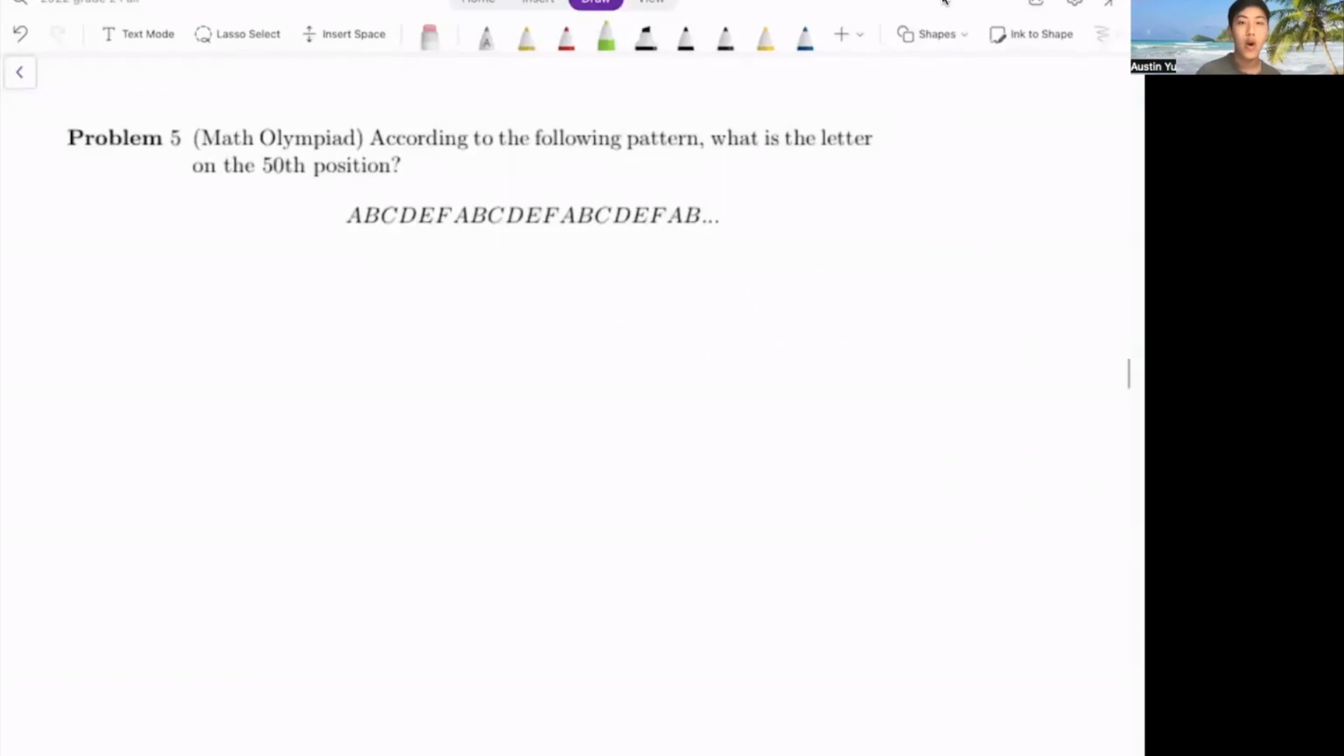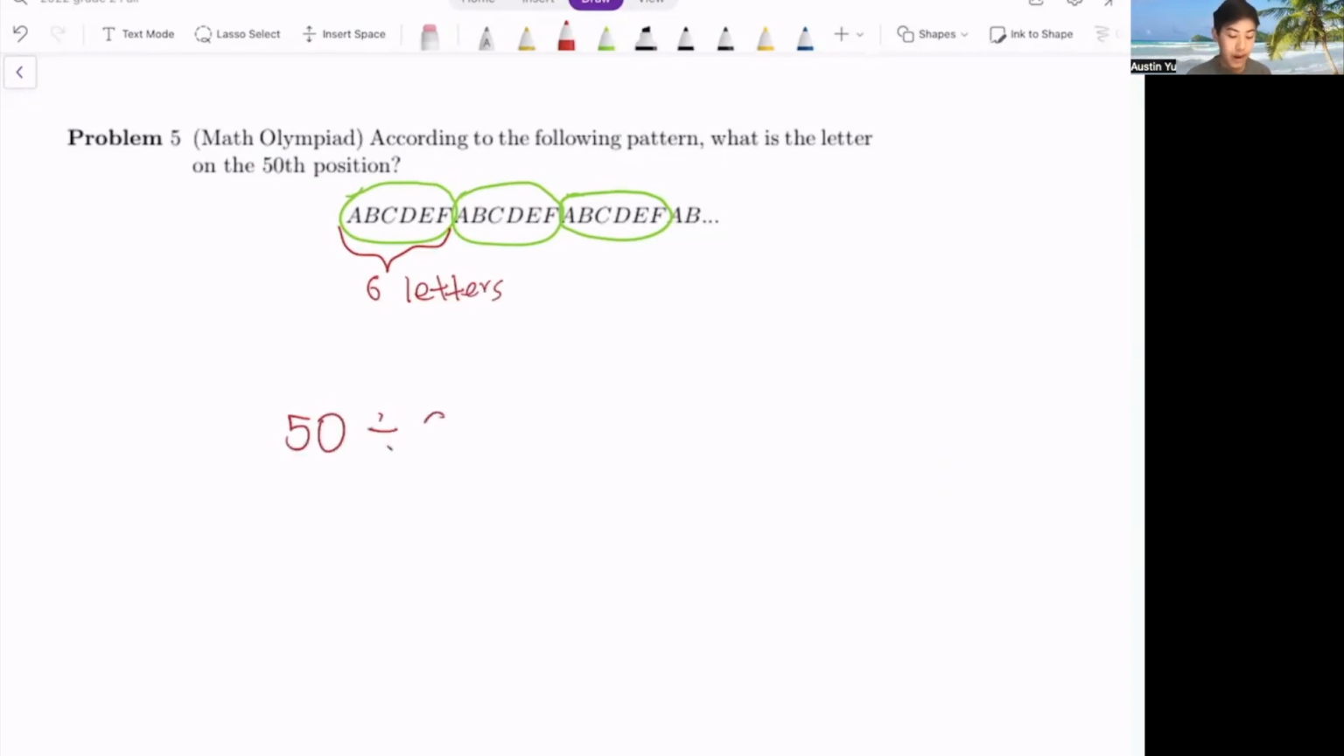Problem 5. According to the following pattern, what is the letter on the 50th position? We are given a pattern of A, B, C, D, E, F, A, B, C, D, E, F, A, B, C, D, E, F, and so on. As we see here, A, B, C, D, E, F consists of 6 letters. So that means that if we are asking for the 50th position, if we divide it by 6, we will get an answer and a remainder as well.